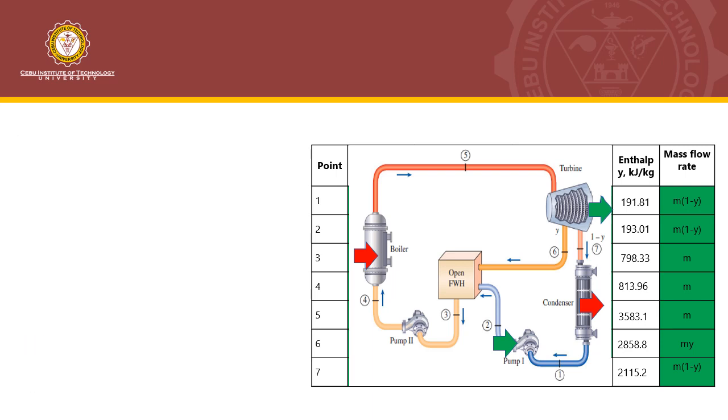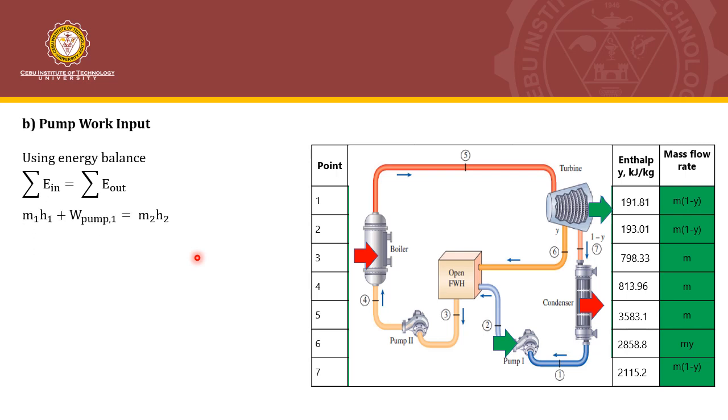So now that we have the value of Y, we can use that to solve for the pump work input. As you can see here, we have two pumps. We can solve them separately or we can solve them as a whole. But for this example, we're going to solve them separately. First, we're going to do energy balance. By energy balance, again, we account for the energy coming in and the energy going out of that particular component. So for the energy that's coming in for pump 1, that is M1H1.